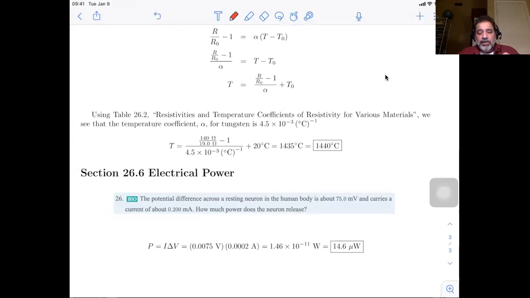So it's 0.0075 volts times 0.002 amps, and that's equal to 1.46 times 10 to the minus 11 watts. Or to put it in engineering notation, you use exponents of multiples of 3. So it would be 14.6 times 10 to the minus 12 watts. So that's 14.6 picowatts.